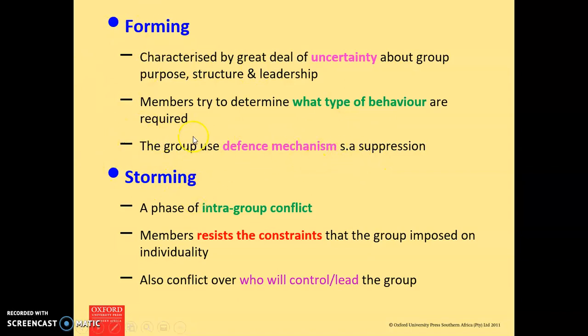So the next level, after they form or they start the groups, they may move to the phase where intergroup conflicts happen because they do not know the members. They may have problems to interact or to work with the other members. So members may resent the constraints that the group imposes on the individual members. They also will have conflicts over who will lead the group. So that's why it's called storming, when the group experiences conflicts.